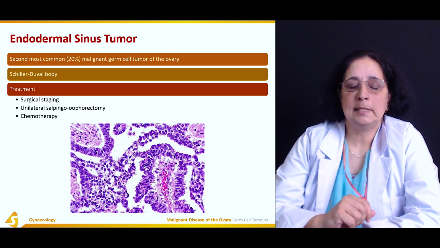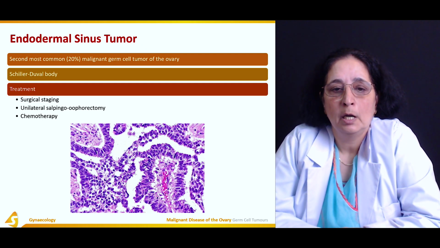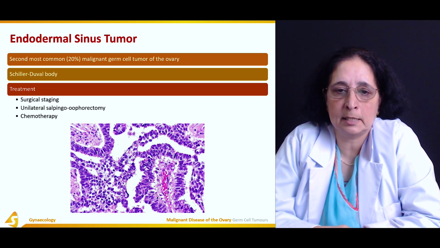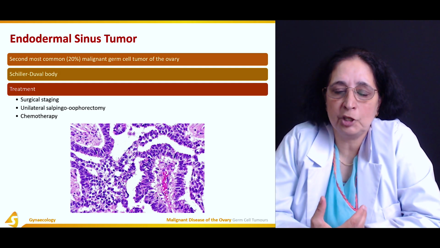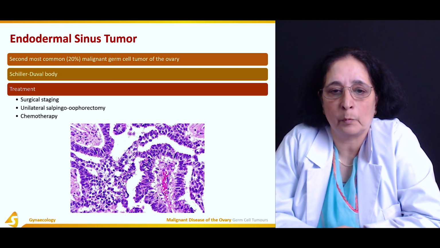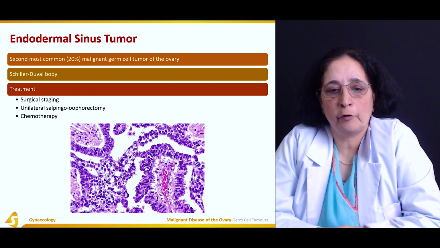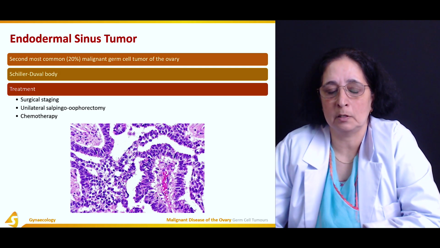Then endodermal sinus tumor is the second most common germ cell tumor of the ovary, 20% are endodermal sinus tumors. Schiller-Duval bodies are present. This is the name given after the scientist who found this. It is a diagnostic feature present under the microscope. And the treatment is staging, salpingo-oophorectomy, and chemotherapy is done for this also.